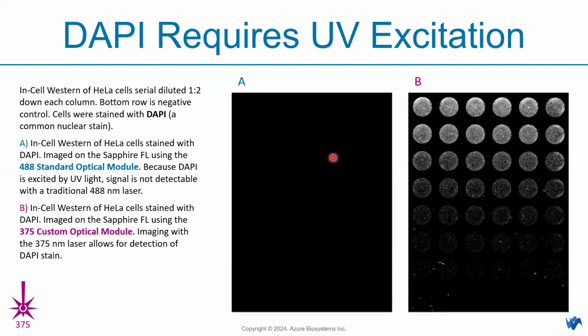They basically just stain with the DAPI stain. So let's look at the left one. On the left, image A, this plate is imaged under our 488 standard optical module, which is your Cy2 channel. But because DAPI is excited under the UV range spectrum, we cannot really see the signal under the 488 channel. So we developed a special optical module, which is for 375. You can see here, with that we are able to image or visualize the DAPI stain reliably using this optical module. So that's the first thing that we have in Sapphire FL.